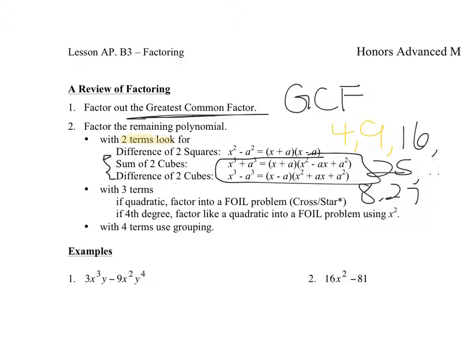All right, then you're going to have 3 terms. Now, if it's a quadratic, you're going to factor into a FOIL problem. I use a thing called the star method. Mr. Bexford, he hates the star method. Yeah, he's not here anymore, so we're all going to use it now. I love the star method, and that's what we're going to do.